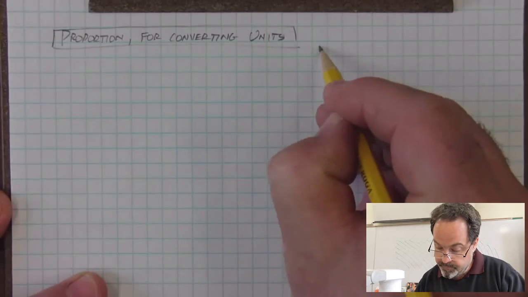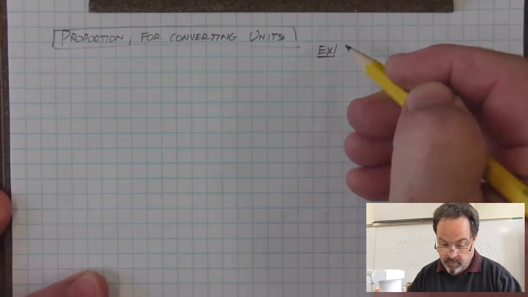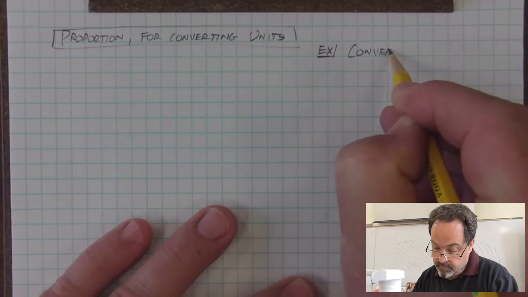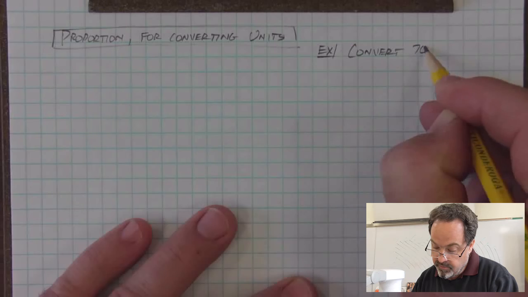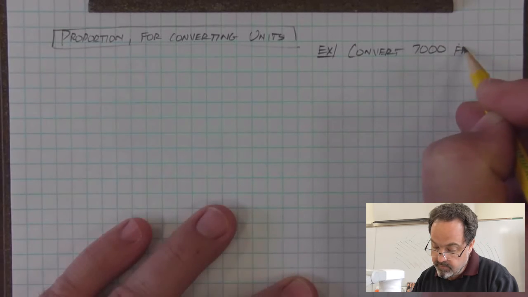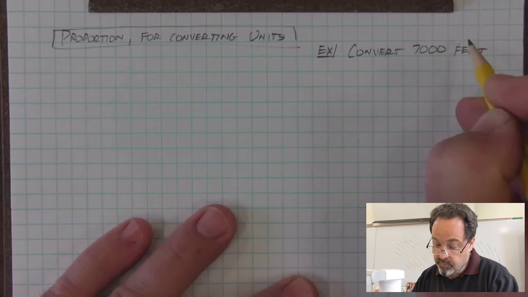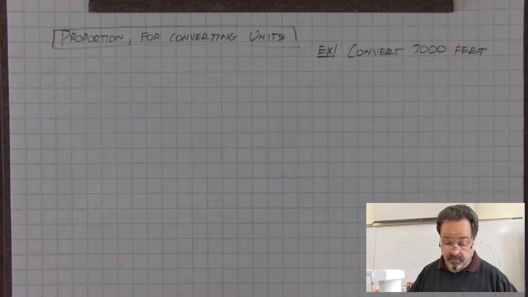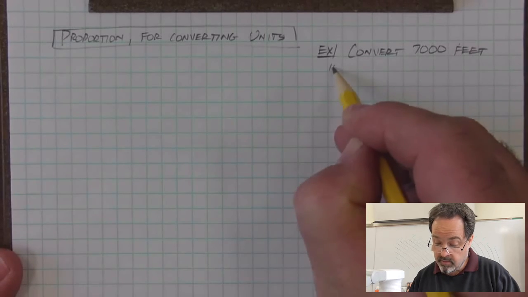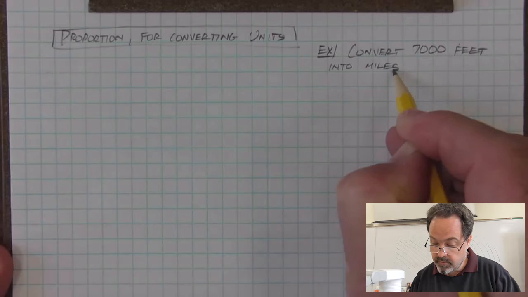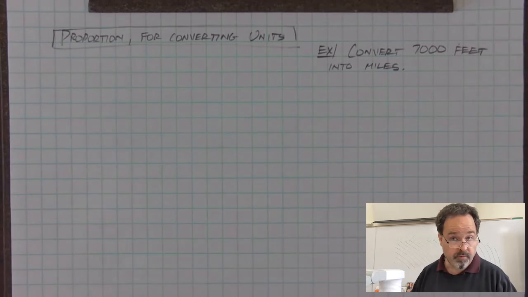For example, we want to convert 7,000 feet, which is a fairly short unit of length, into miles, a much larger unit of length.